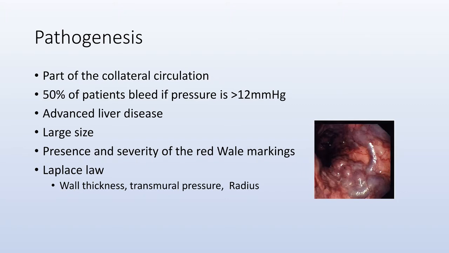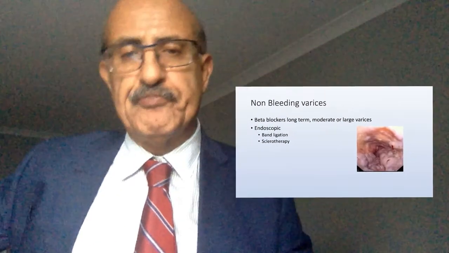Also, on endoscopy, if we look at them, we can tell if they are massive and they have what we call the red whale markings, which are red streaks in the epithelium that covers the varices. These are risk factors for bleeding in the future.